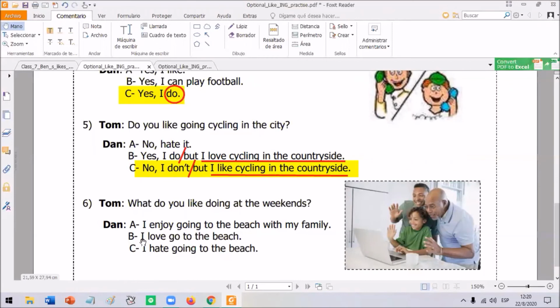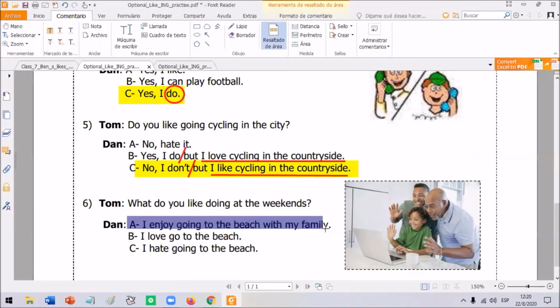La option B. I love go to the beach. Acá, a simple vista, también deberías darte cuenta de algo que anda mal. Right. We should say going with ing after love. But there is no ing, so it's wrong. Look at the first option, option A. I enjoy going to the beach with my family. Acá sí tengo ing, y por si no recordás, la acción enjoy es parecida a like. Quería decir disfrutar. Okay? What do you like doing at the weekends? I enjoy going to the beach with my family.